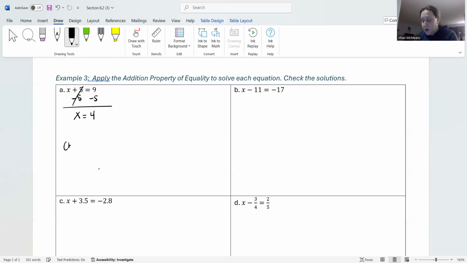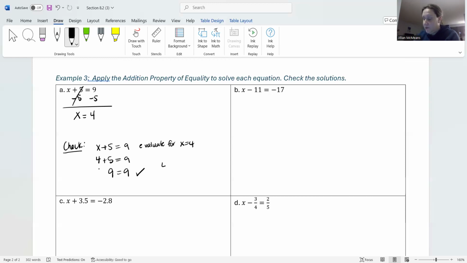So let's check our work. We're going to check to make sure that 4 really does satisfy this equation. To do this, we take the original equation, which is x plus 5 equals 9, and evaluate it for x equals 4. Anywhere you see an x, plug in a 4 and see if you get a true statement. So x is really 4 plus 5. What is 4 plus 5? 4 plus 5 is 9. Does 9 equal 9? Yes.